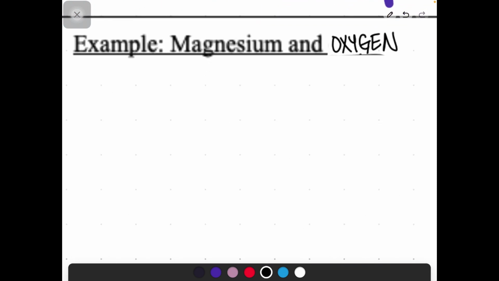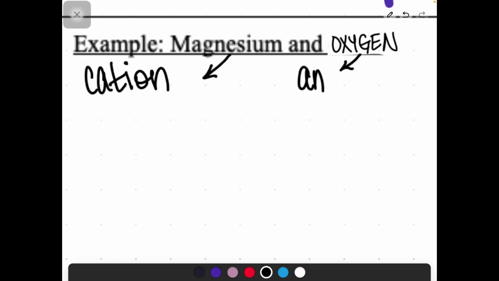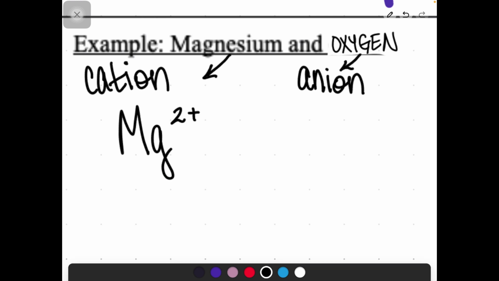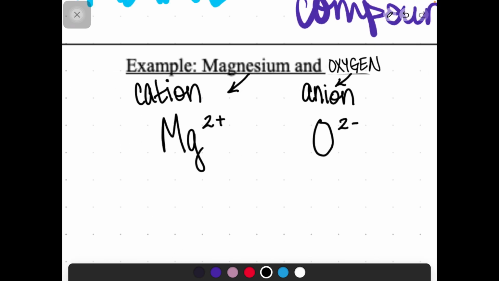So let's see. Magnesium is a metal, so it's going to form a cation. And oxygen is an anion because it is a nonmetal. Okay, and now the charges on them. So magnesium is going to be +2 and oxygen is going to be -2.